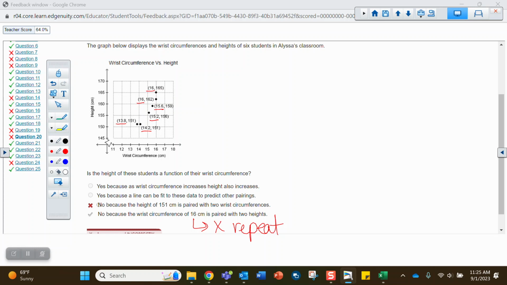We don't care about the y's. We do not care about the y's at all. It doesn't matter if everybody is 151 centimeters tall. That does not matter. It's only if the x values repeat.